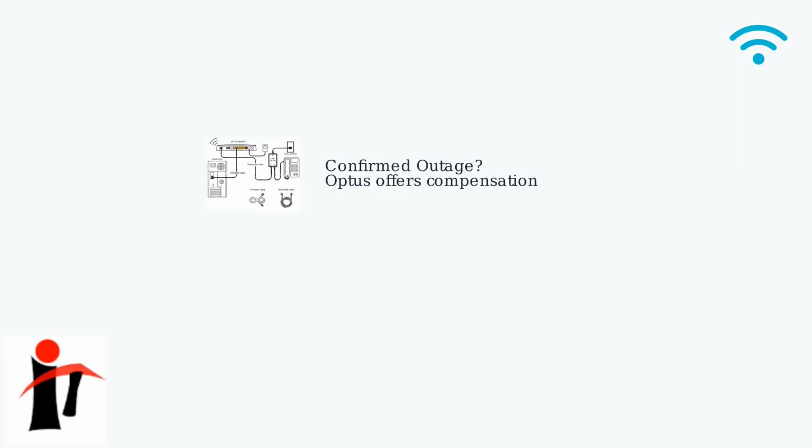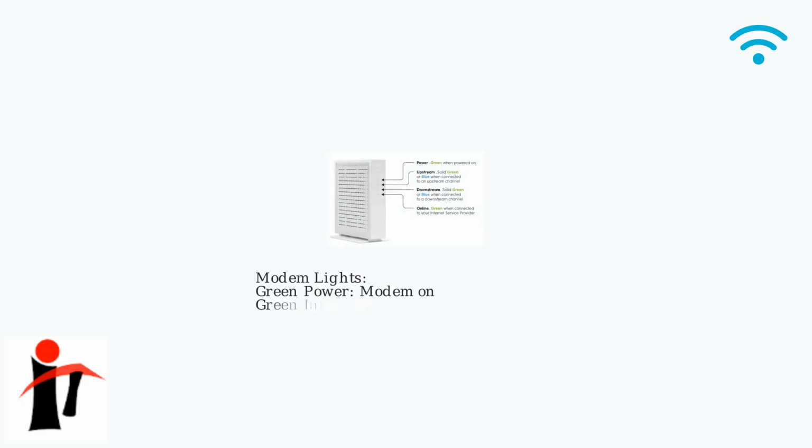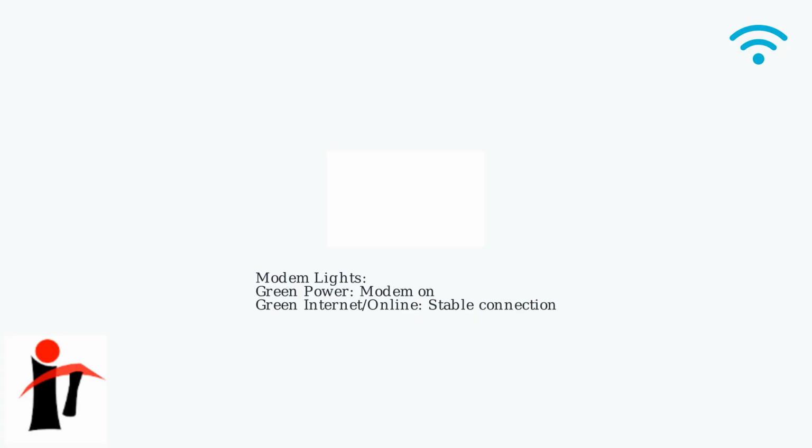If no outage is reported, examine your modem lights. A steady green power light means the modem is on. A green internet or online light indicates a stable connection. If the internet light is red or flashing, there's likely a network or modem issue. For Wi-Fi problems, check the Wi-Fi light. If it's dim or off, it suggests a router problem.